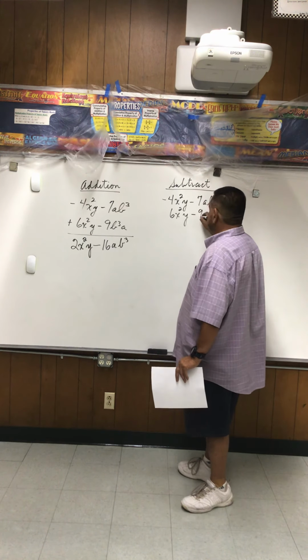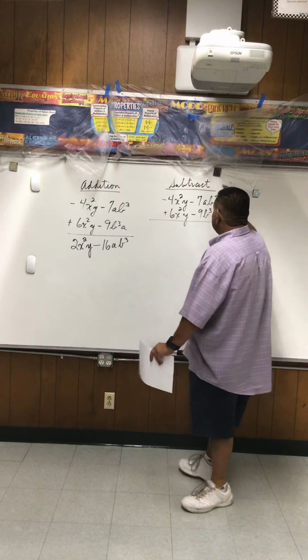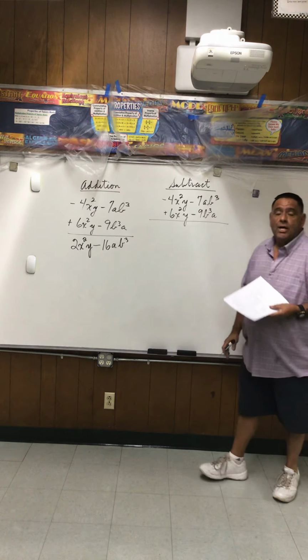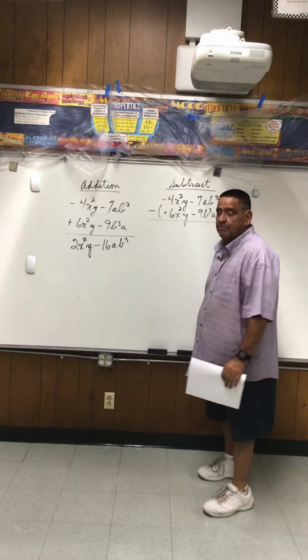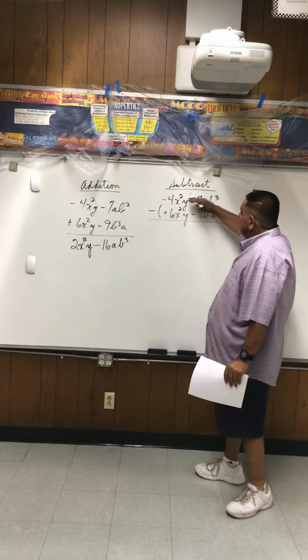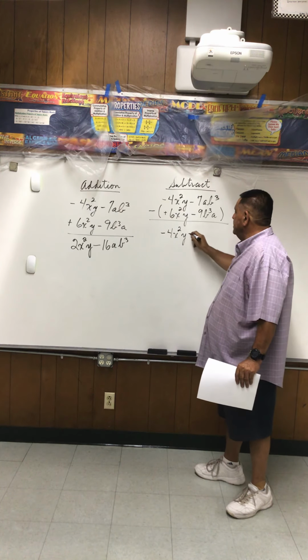I'll leave it as a positive. Now this is subtraction. As soon as you say, I'm doing subtraction, parentheses. I want to see the parentheses around each and every one of them. Bring down that first binomial again. You're going to have to rewrite it. It's a little time consuming, but that's okay.